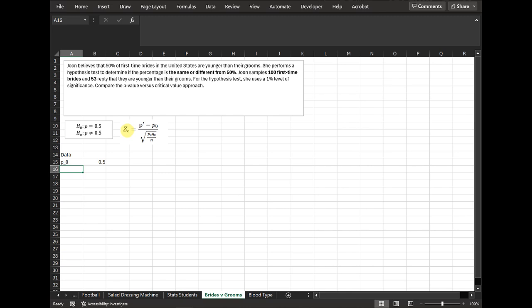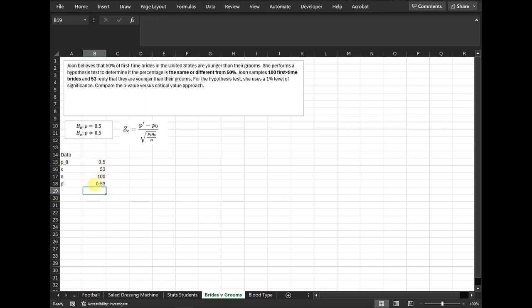Now, in this case, I don't have a standard deviation. Instead, I've been given information about how to compute the proportion that I am going to compare with. So the way that we write that is we're going to have an X, an N, and then a P prime. My X is what number responded that I want to use for my proportion. So that's 53 brides said that they are younger than their grooms out of 100 brides. So there's how I'm going to set that up. And then I'm going to have 53 over 100. That's going to give me my P prime.